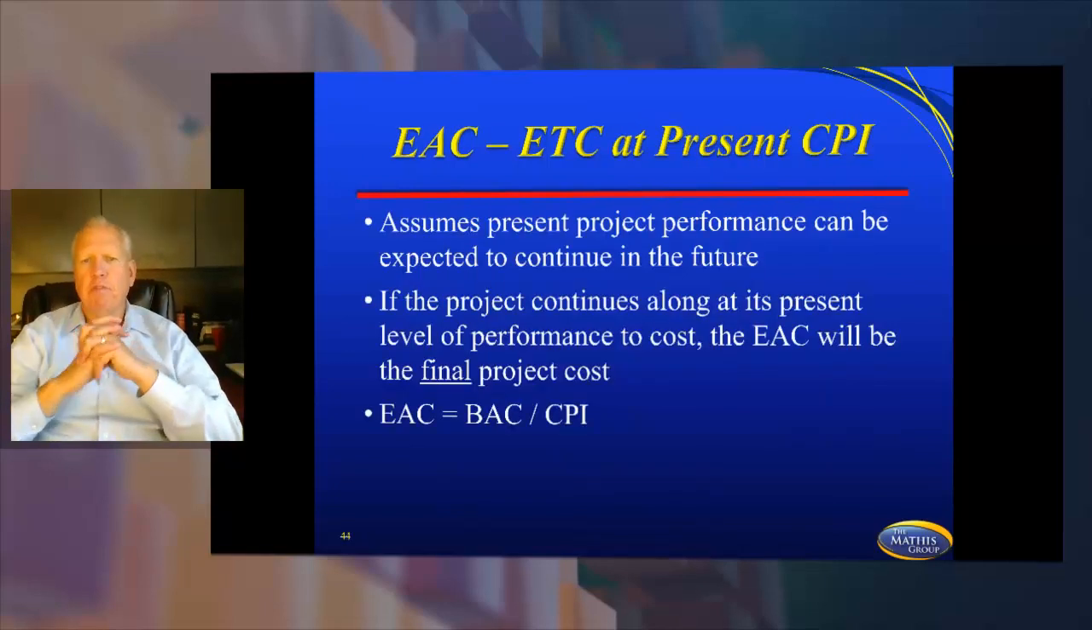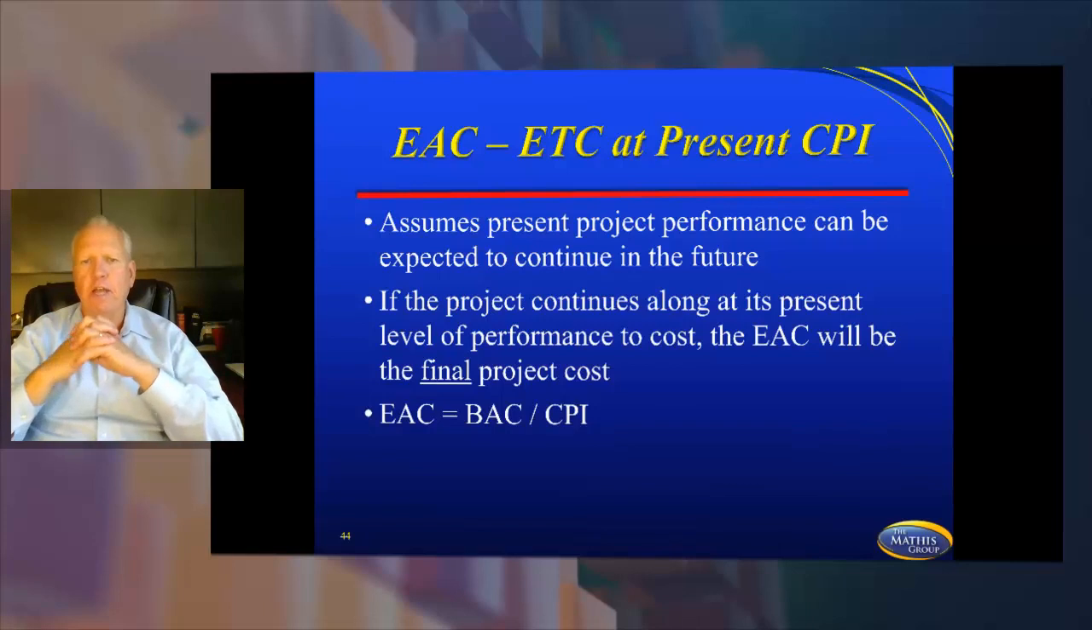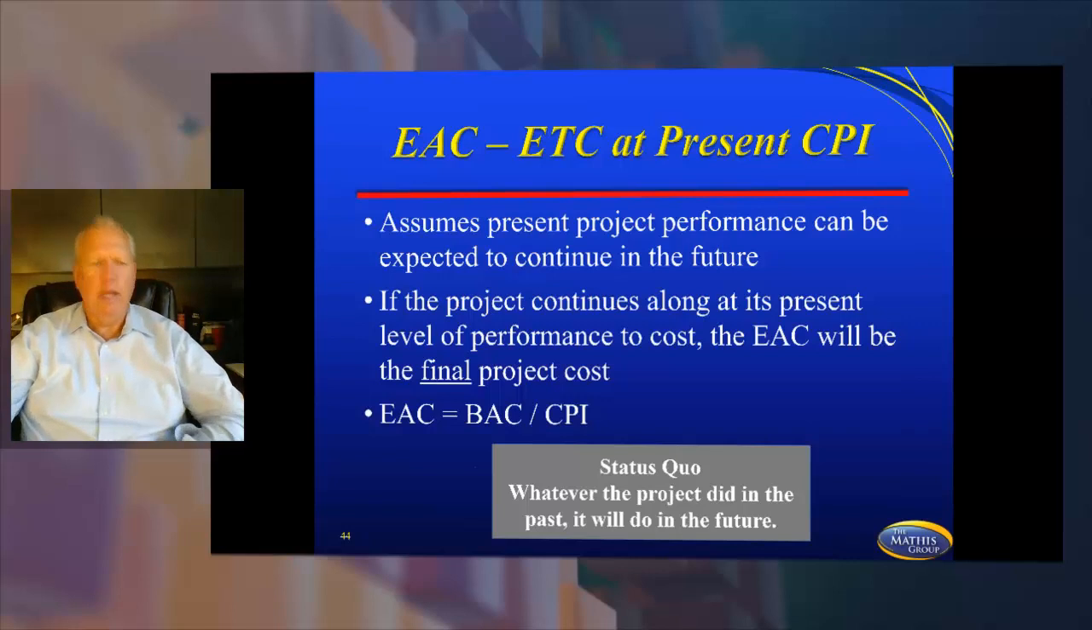This EAC is based on CPI. It assumes the project performance can be expected to continue in the future. If the project continues along at its present level of performance to cost, the EAC will be the final project cost. So BAC divided by CPI. Now what they do here is they sometimes will give you the information and you have to calculate the CPI before you can calculate this formula. So this is what we're calling status quo. Whatever it did in the past, it's going to do in the future. And so that's what you're looking for. So in other words, it's performing exactly the same way.